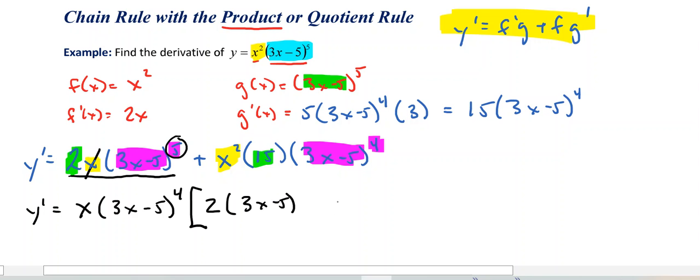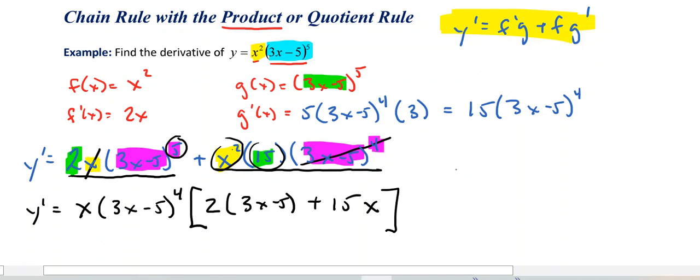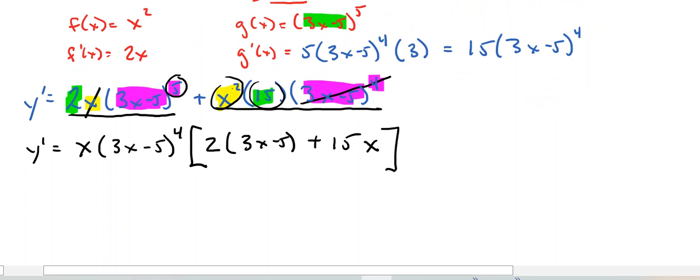Plus, in this term, I did not remove the 15. I removed one of these 2 powers of x squared, so I have 1 left over, and I took all of these out. And so that is factored, but let's clean it up just a little bit more by simplifying what's in the parentheses.